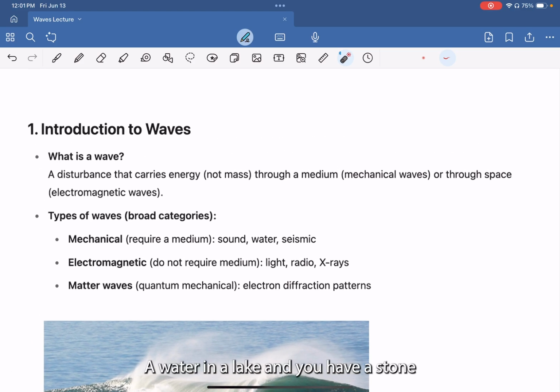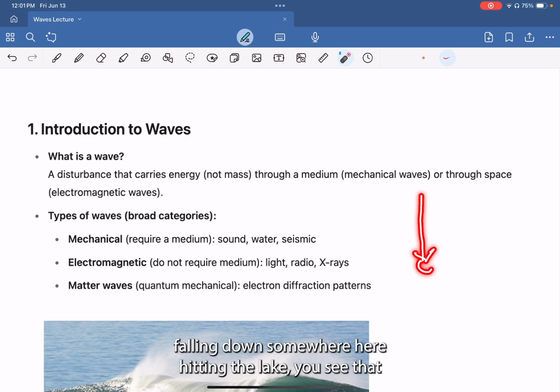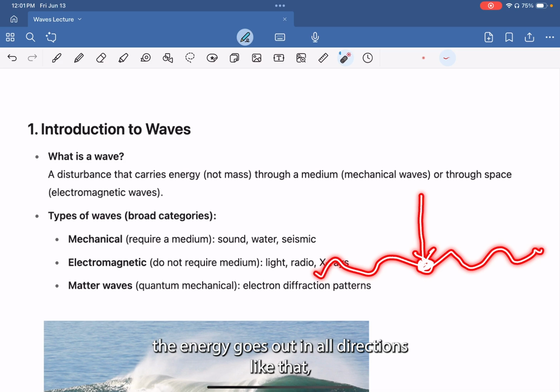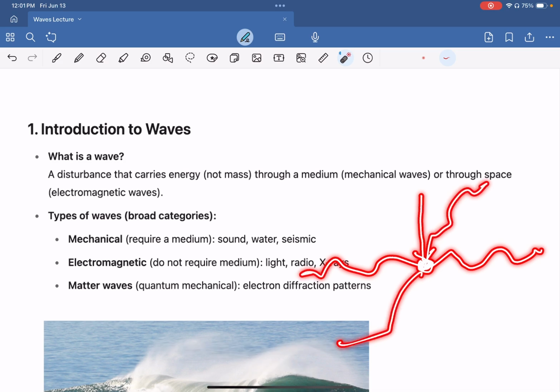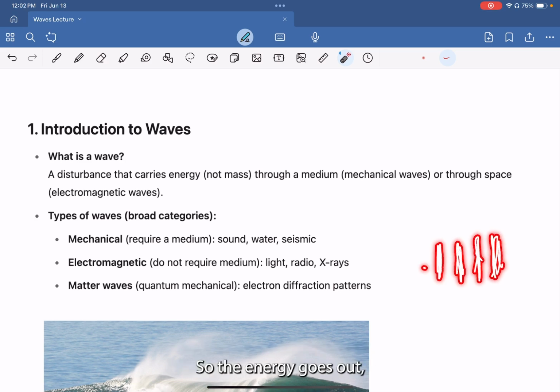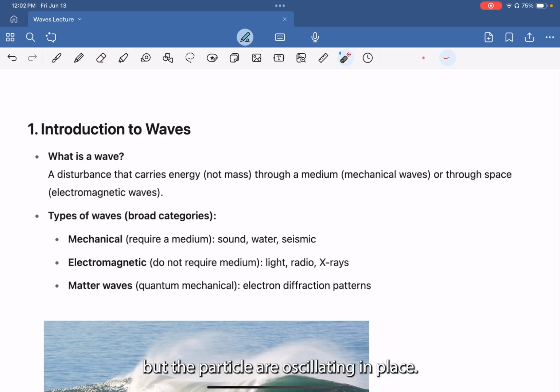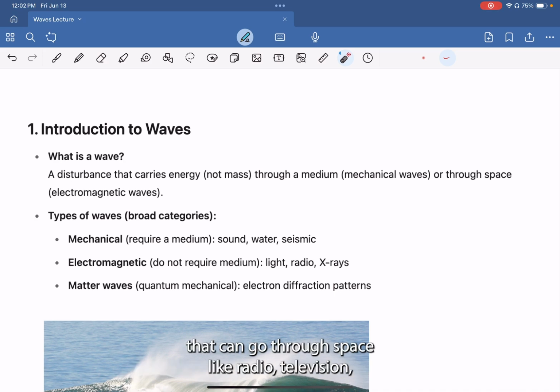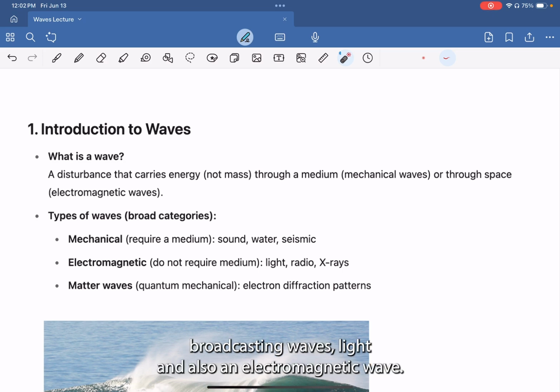water in a lake and you have a stone falling down somewhere here, hitting the lake, you see that the energy goes out in all directions like that. But the water molecules are all oscillating in their own position. See that? So the energy goes out, but the particles are oscillating in place. That's a mechanical wave.